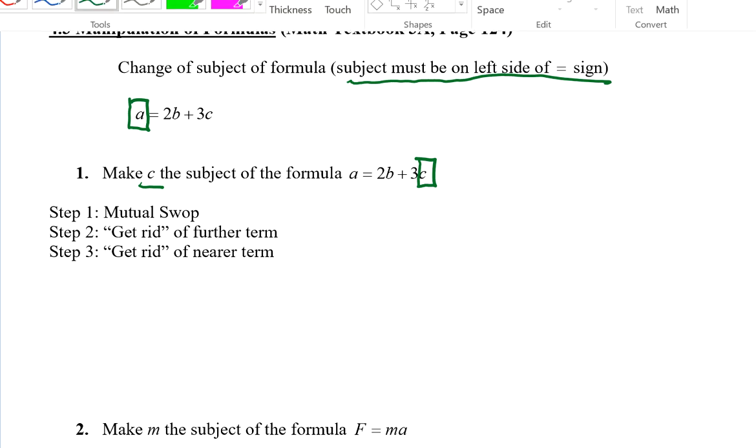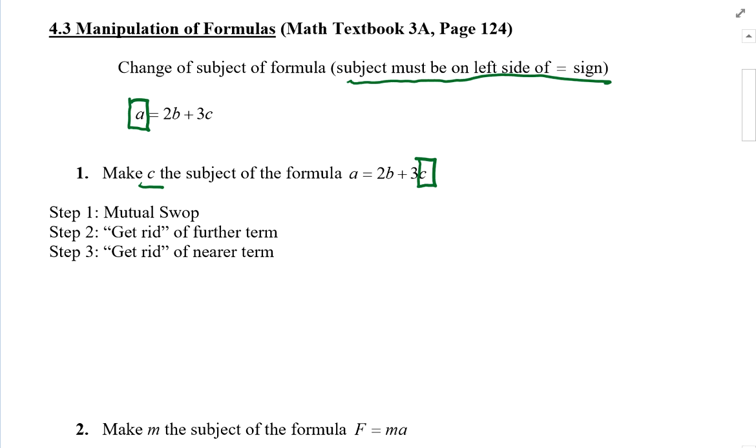So what do you need to do in order for us to do that? Okay, step 1 says you need to do a mutual swap where necessary. Because right now, the box is on the right side of the equal sign. So what do I mean by a mutual swap? This is what is meant by a mutual swap. Whatever is on the right side, please put it on the left side. Whatever is on the left side, please rewrite on the right side.